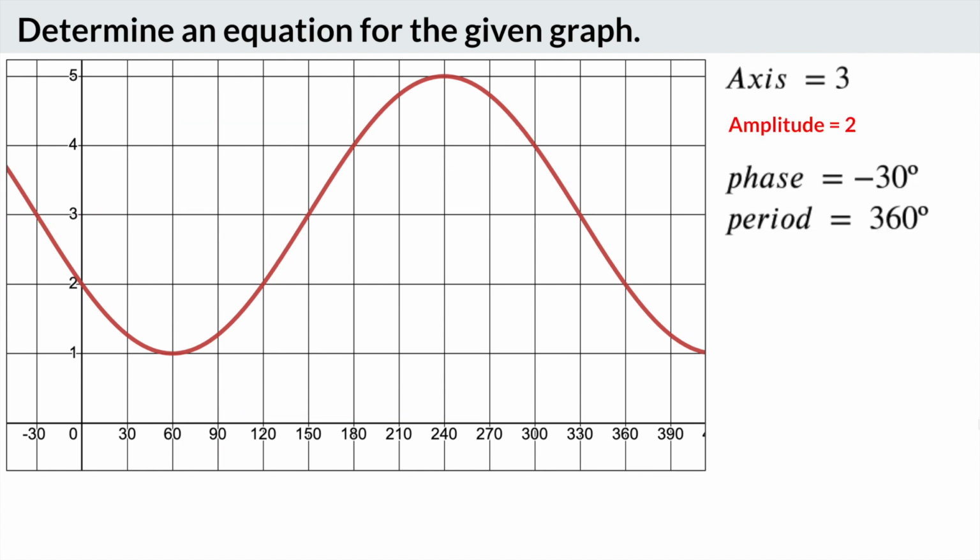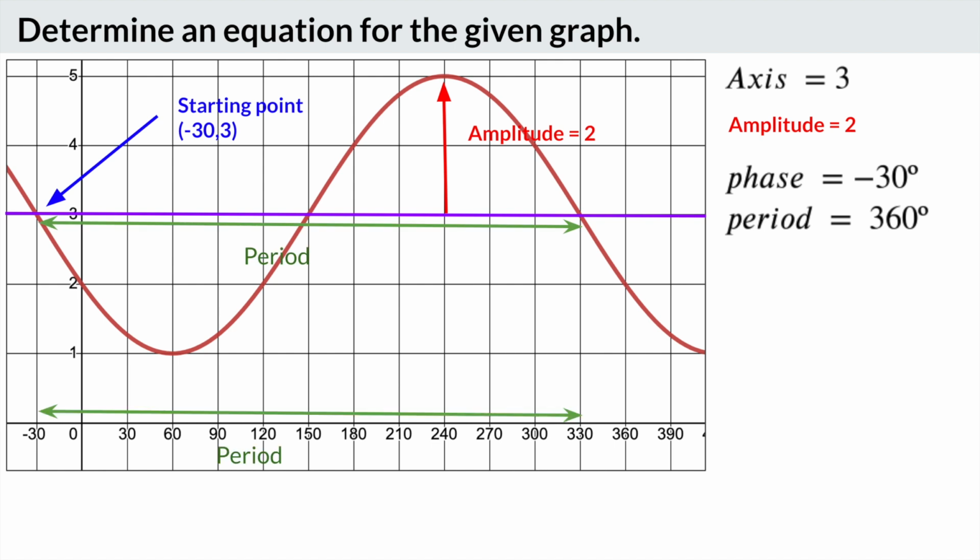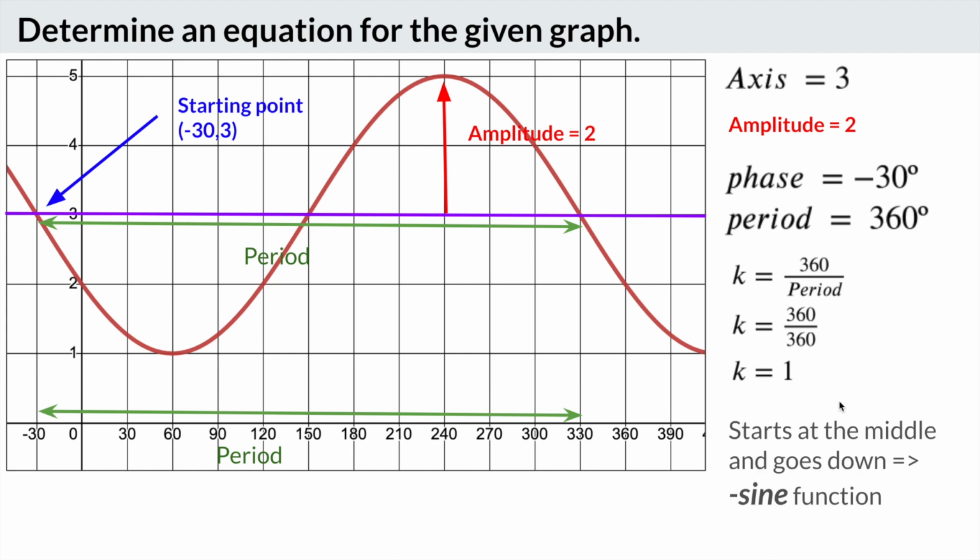Now that we have all the information, we have the axis, the amplitude, we have our starting point, which gives us our phase shift, and we have our period, and we calculated our k value, all that's left to do is substitute all that information into our equation. So, before we do that, though, we need to figure out what type of function we're doing. We aren't starting at the bottom or the top, so it is not a cosine function. We are starting at the middle. That would tell us it's a sine function.